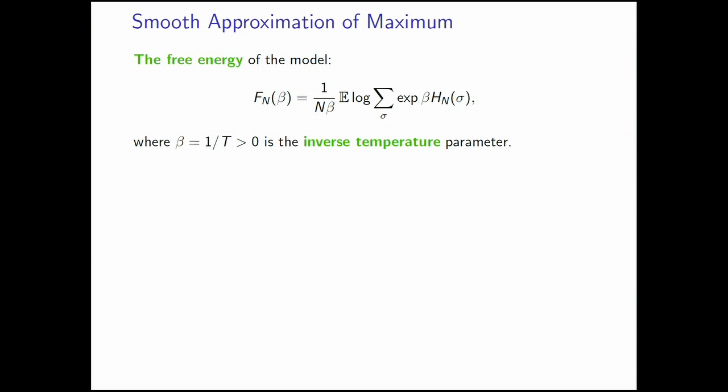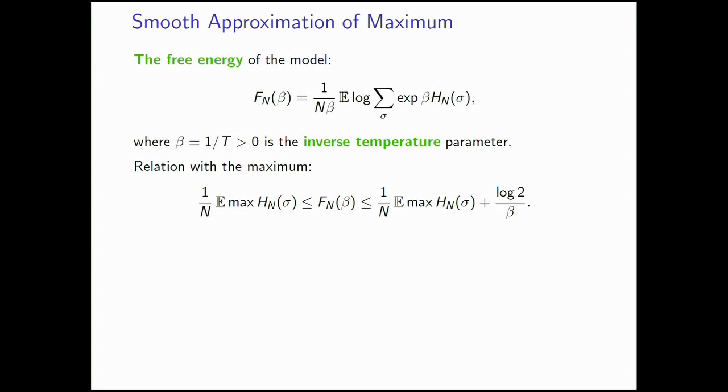So what the physicists were actually doing, or what they always do in this situation, because maximum or minimum is not a very nice functional of your function, is look at this quantity called the free energy, which you can think of as a nice or smooth approximation of the maximum, where you introduce this parameter beta called the inverse temperature parameter. And instead of looking at just one configuration which maximizes your energy, you now sum contributions from all configurations, and the contribution from sigma is given by that exponential of beta H. Then you take a log and divide by n beta, and this is your free energy.